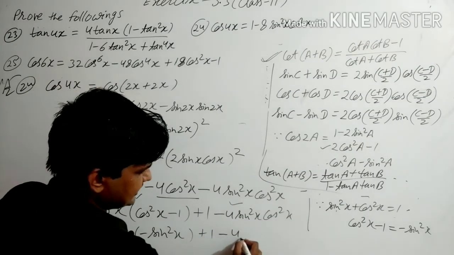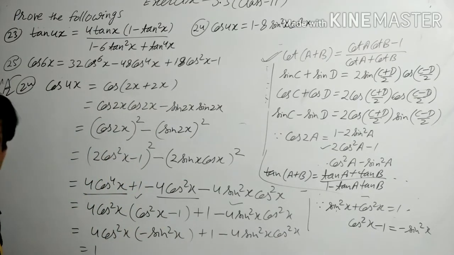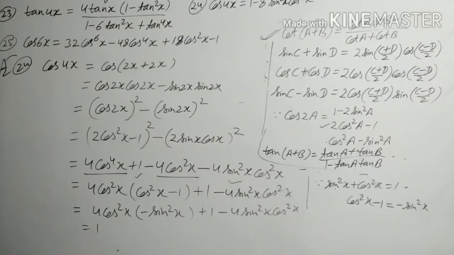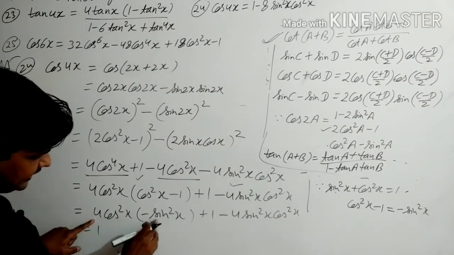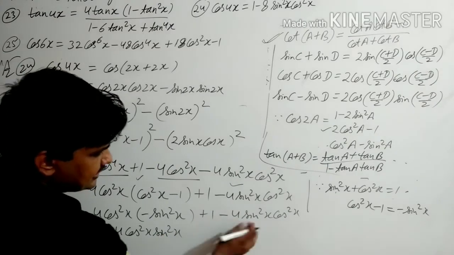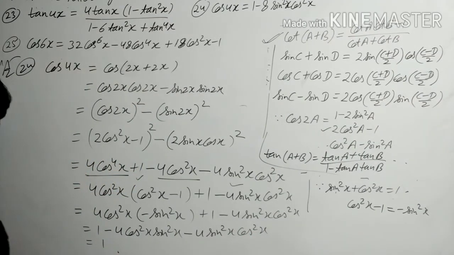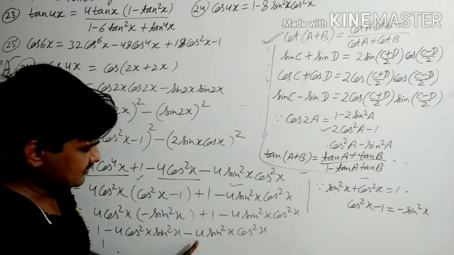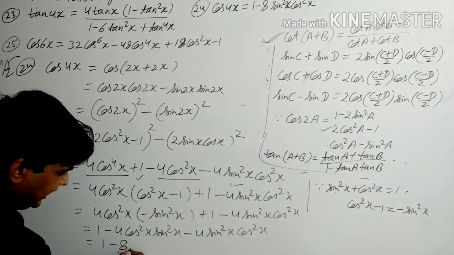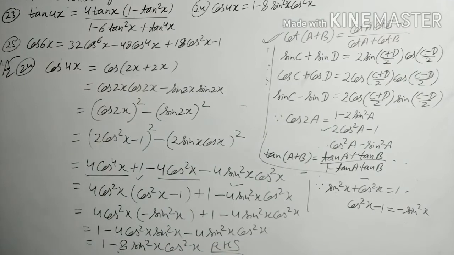Then plus 1 and minus 4 sin square x cos square x. So, देखिए अब equals to, ये हमारा positive 1. So, this is the 1. Now, 4 cos square x sin square and this minus 1. So, minus 4 cos square x sin square x and minus 4 sin square x cos square x, so equals to 1, and minus 4 cos square sin square x minus 4 sin square x cos square x equals to 8 sin square x cos square x. This is equal to RHS. यही value हमें जो है क्वेश्चन नंबर 24 है उसमें प्रूव करना था.